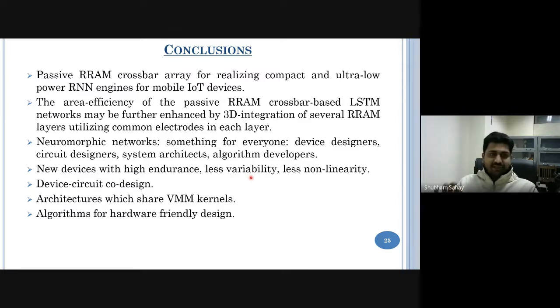At the end of the day, what is the main goal? The main goal is to achieve the efficiency of the human brain, which is exaflops. That is the main goal, right? A processor having exaflops processing power similar to the human brain.